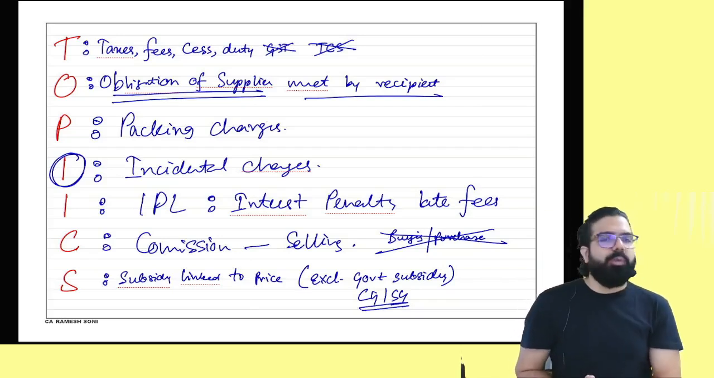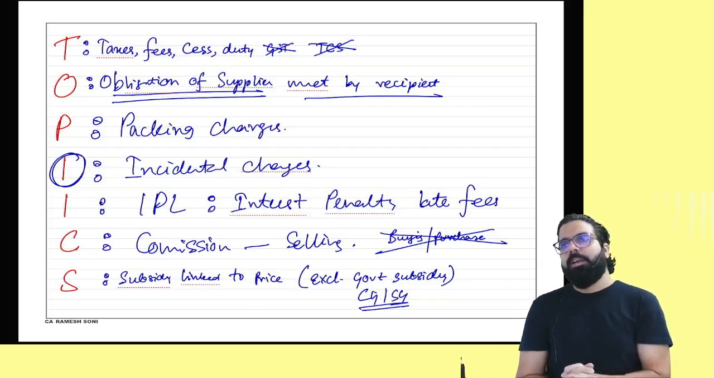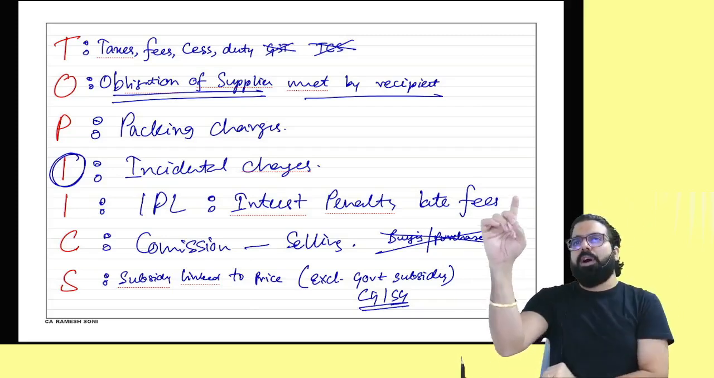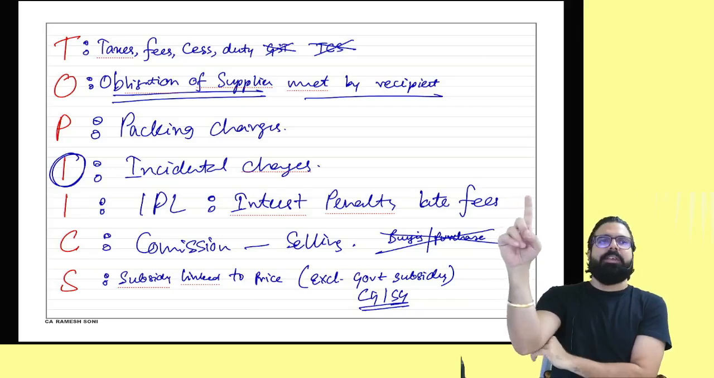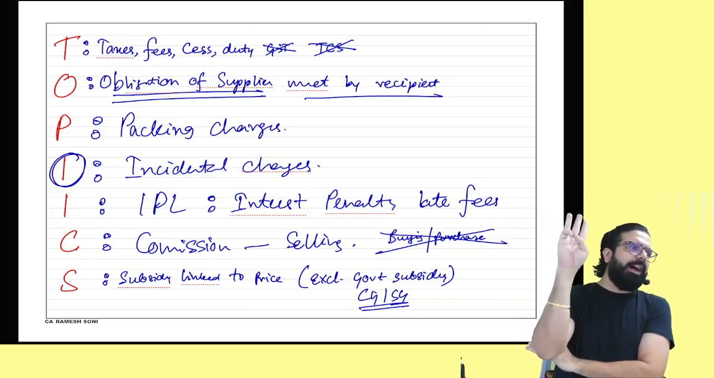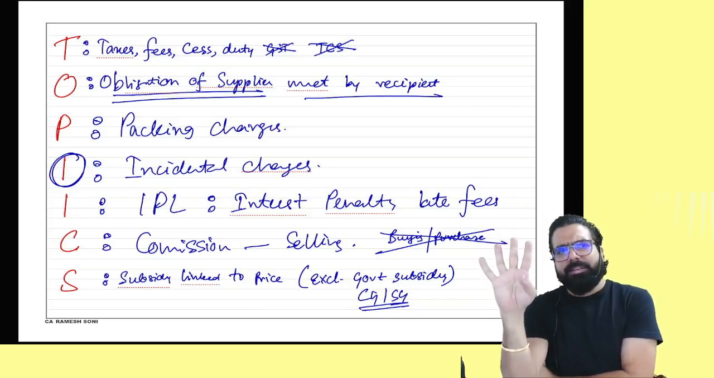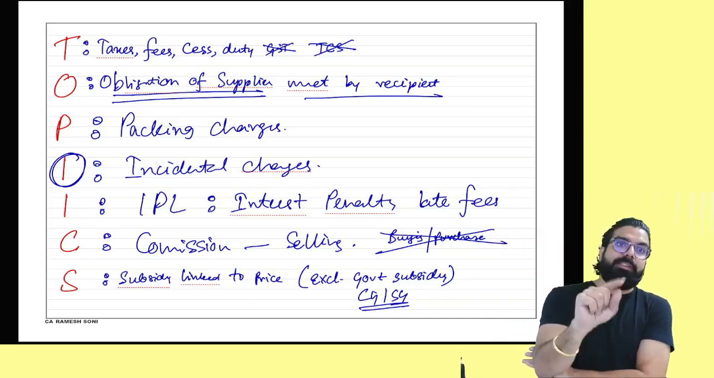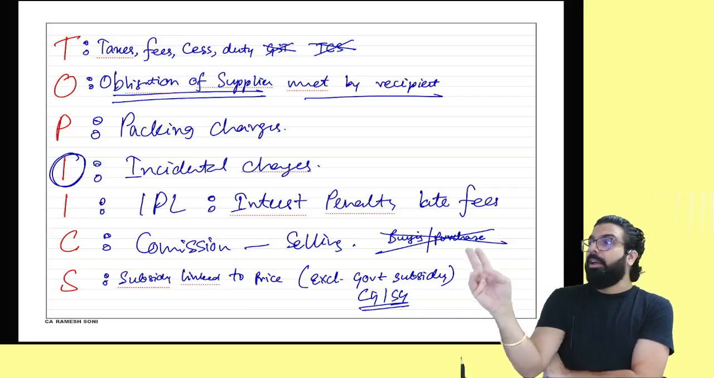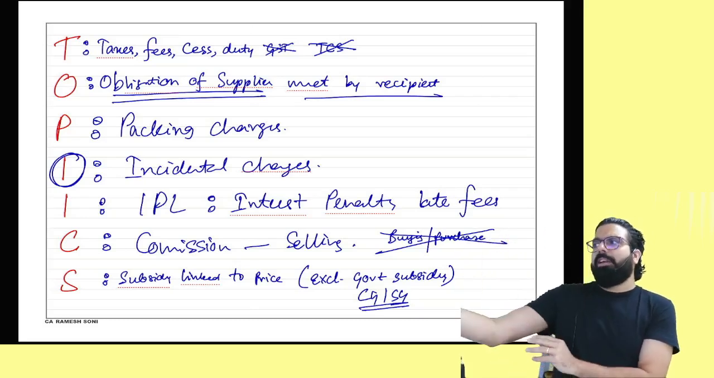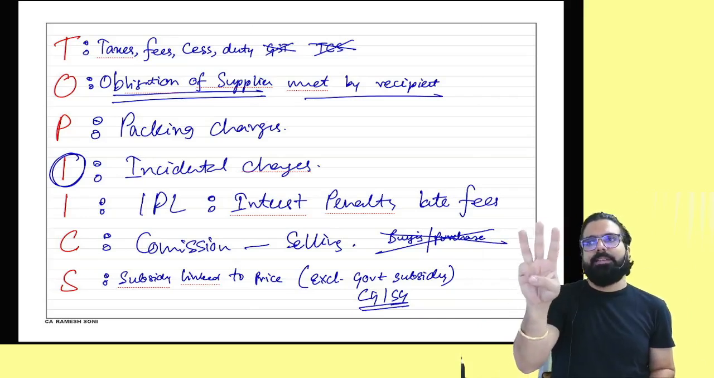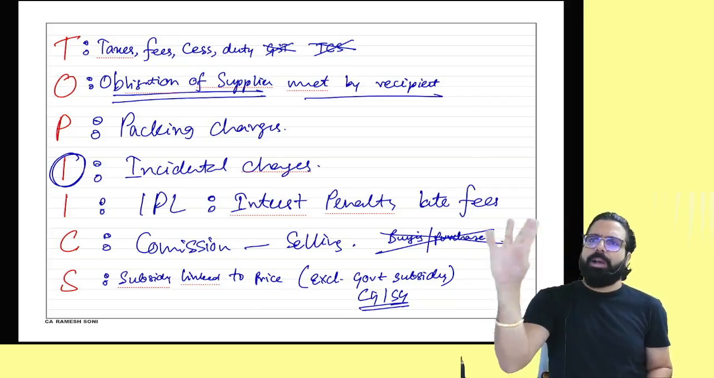What are the things which are included in your value of supply? Remember, first always you have to include TOPICS. T for, with me everyone, taxes, fees, cess, duty other than GST. Are we clear? TCS never include. TCS is a circular. TCS never include. O for obligation of the supplier made by the recipient. P for packing charges. Packing, special packing, whatever packing.